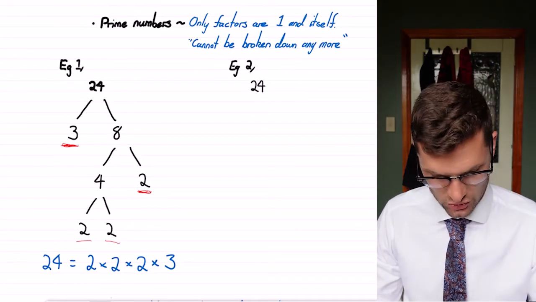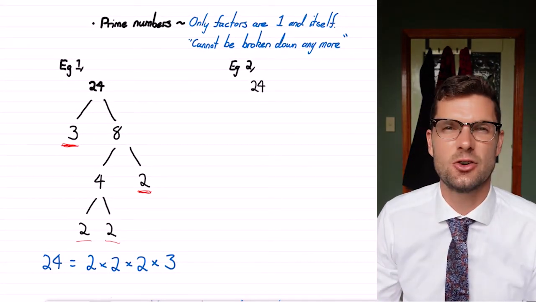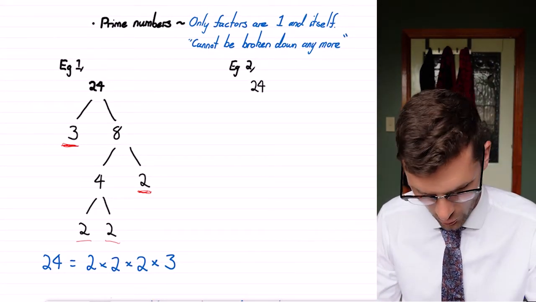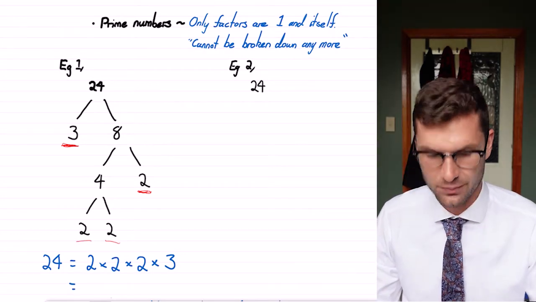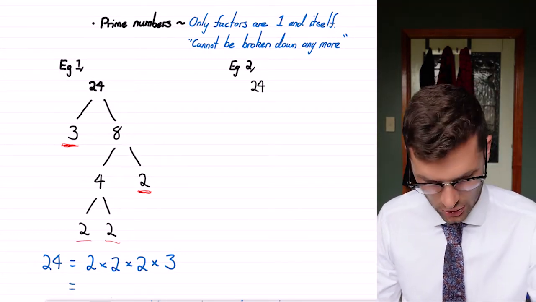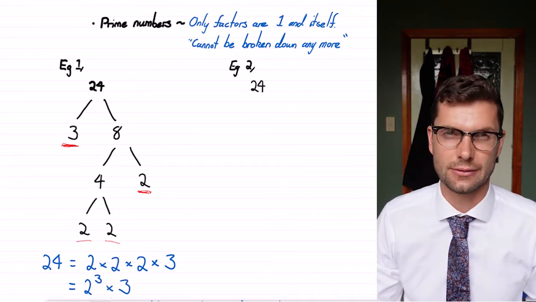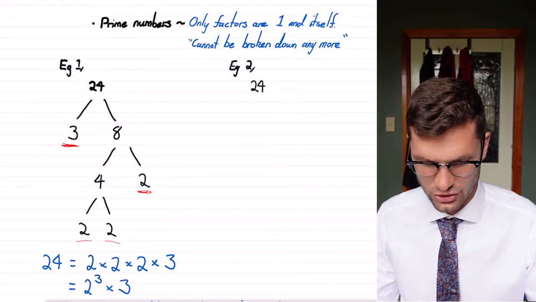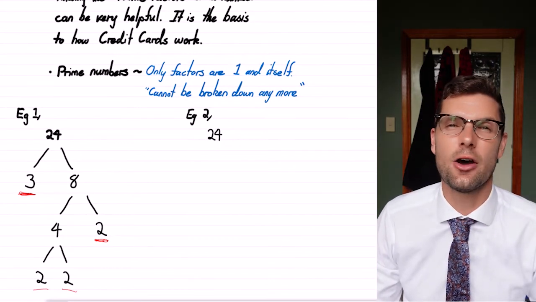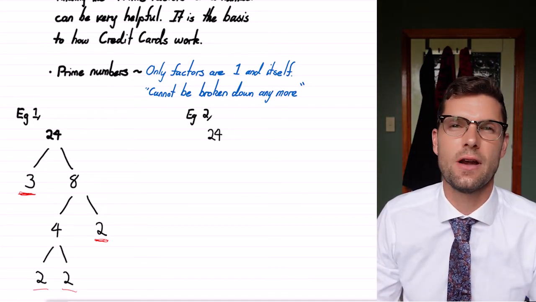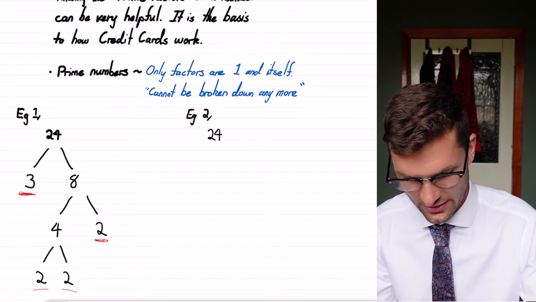And we can check that. 2 times 2 is 4, times 2 is 8, times 3 is 24, so we know that's correct. If you've been using indices, you might write this as 2 to the power of 3 times 3. But you might be saying, Jono, I didn't start with 3 and 8 to start off. I used 2 different numbers. Does that still work? And we're going to see that it does.